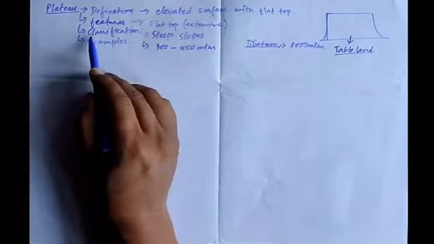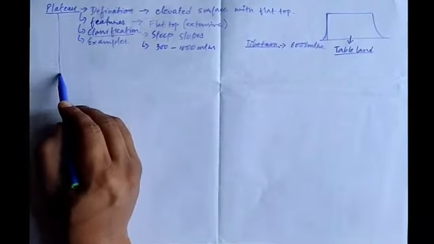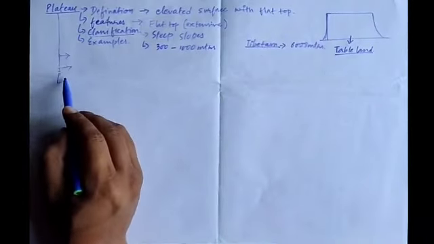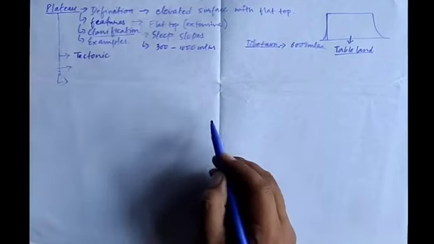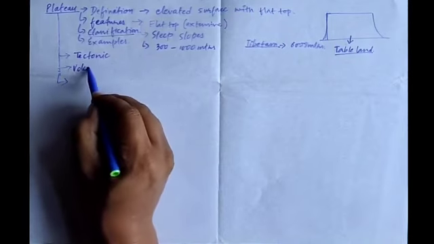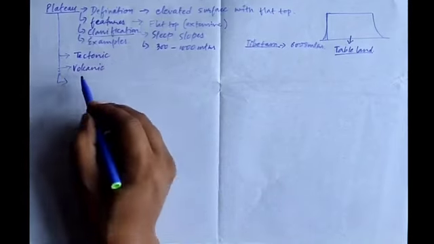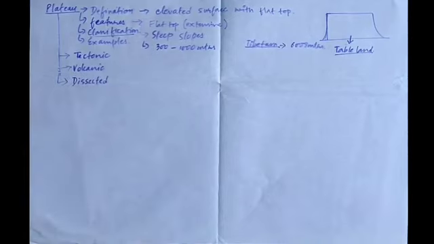Now we will be moving on to the classification of plateaus. Plateaus are usually classified under three different heads: tectonic plateaus, after that the volcanic plateaus, and dissected plateaus. These are the three variants or categories of plateaus.